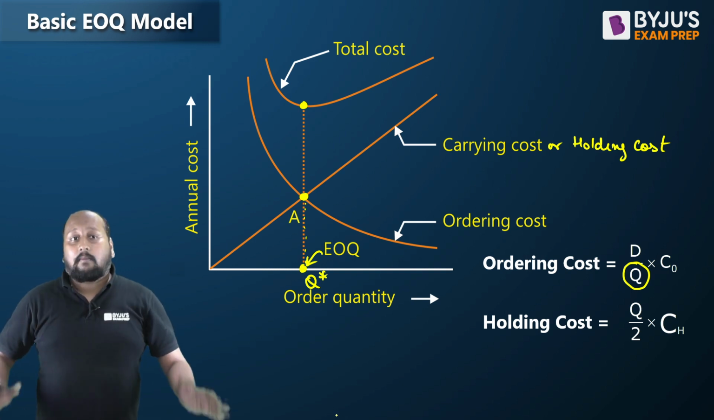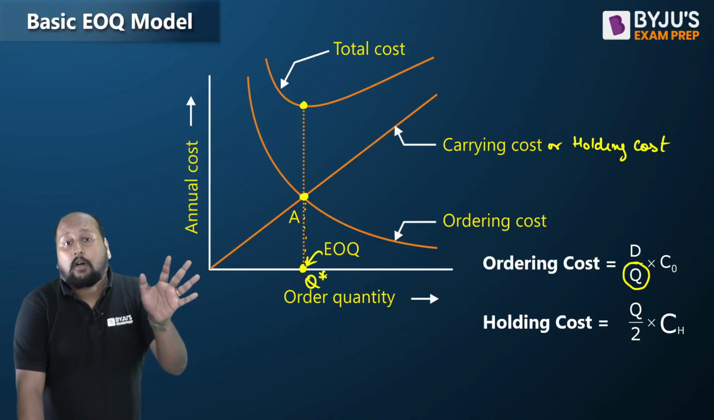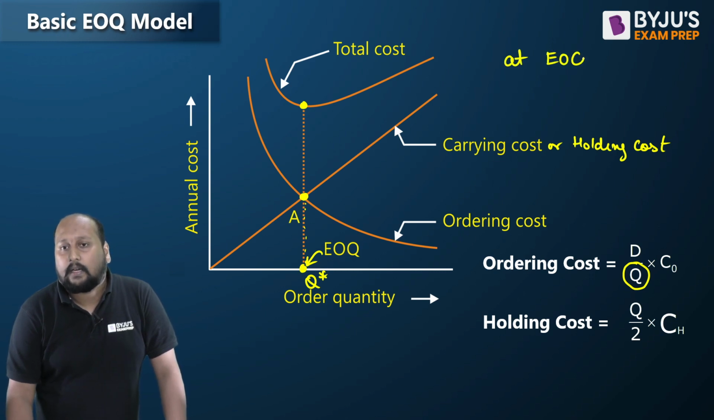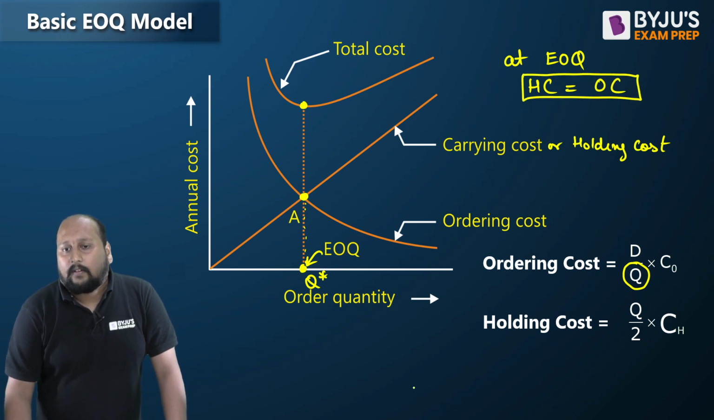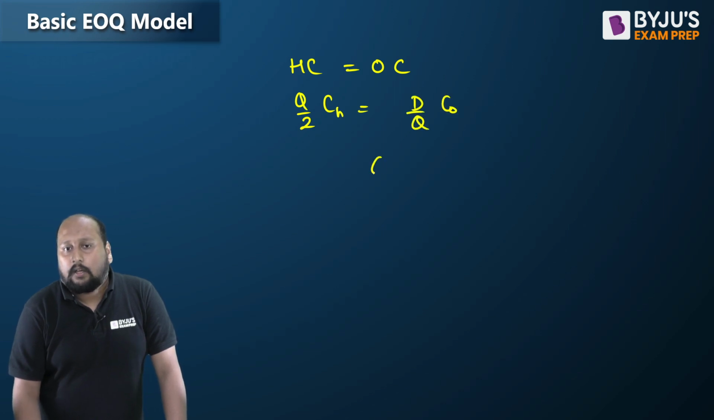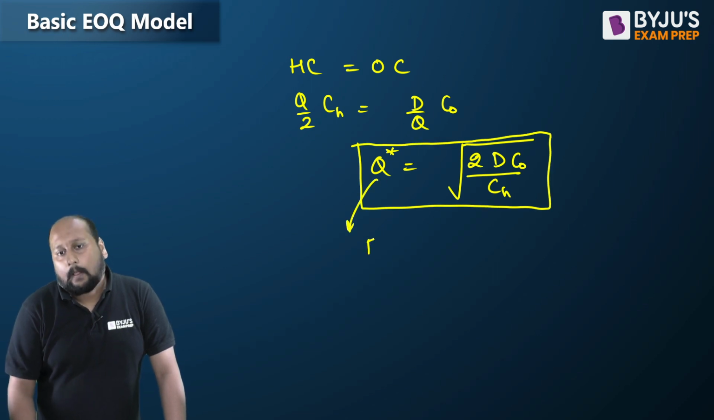So I can simply say there is one more definition for economic order quantity. What is the definition? At economic order quantity, your holding cost will be exactly equal to your ordering cost. Okay, fine. Is this clear? Very easy. So if I try to write this one more time, holding cost is equal to ordering cost. That is Q by 2 into CH equals D by Q into CO. If you solve, you will get the same relation, root of 2 D CO by CH. And this was the relation that we have already obtained. That is your economic order quantity.